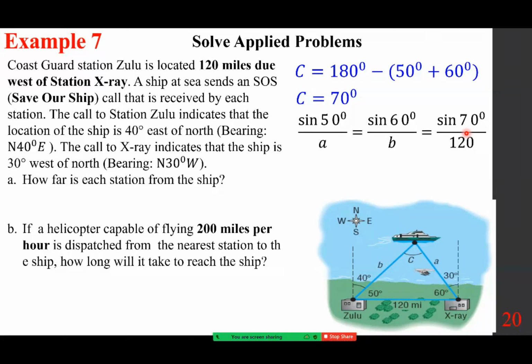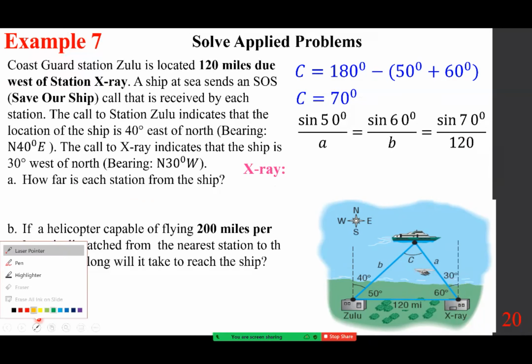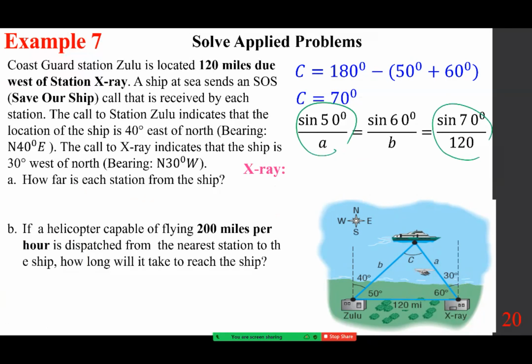So for X-ray, here's the X-ray. We want the distance A. So how far is each station from the ship? We want A. So we are going to use this one, everybody. So when you cross product these two, 120 times sine 50, and you divide it by sine 70, that's A. Using a calculator, you end up with 97.82 miles.